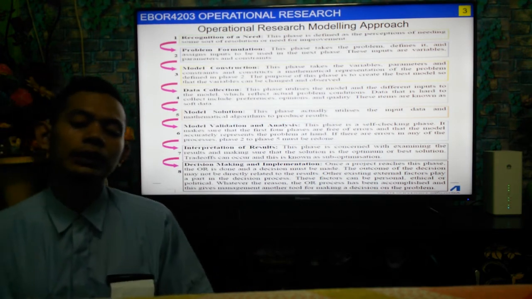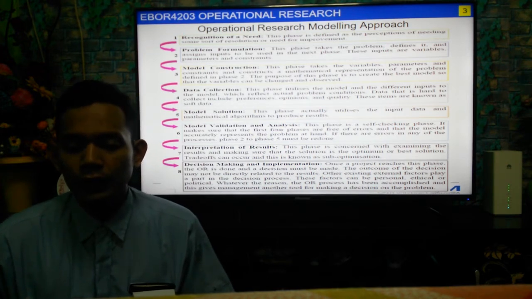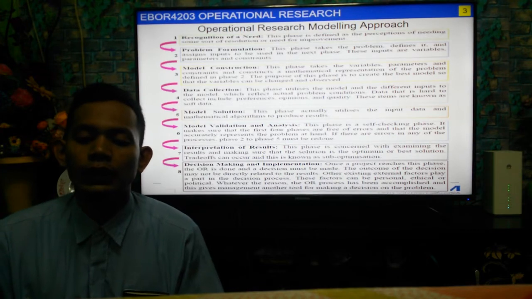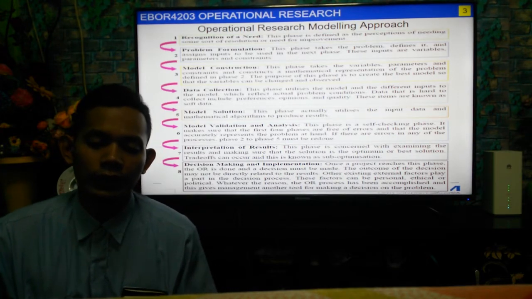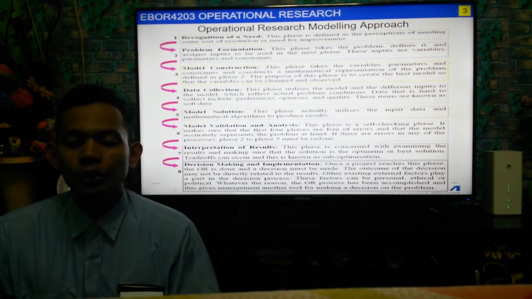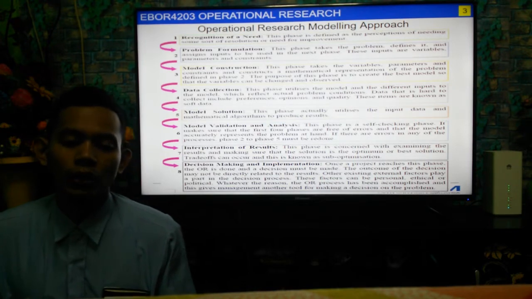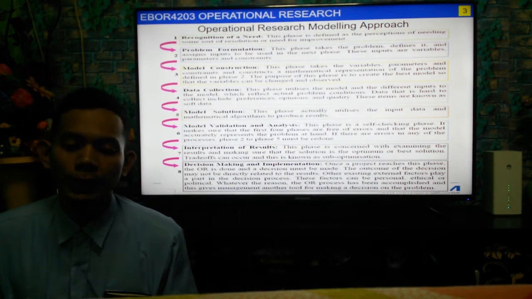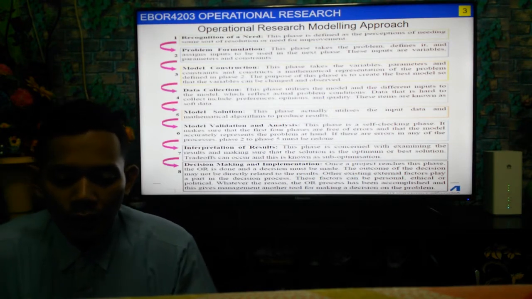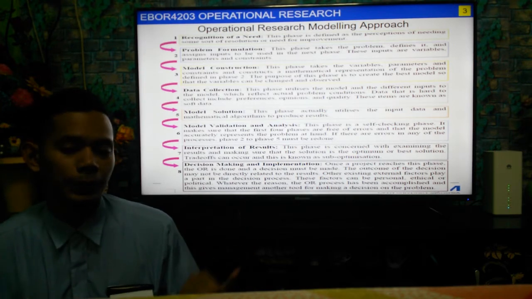The seventh is interpretation of result. The interpretation of result makes sure that the solution is the optimum or best solution. The eighth phase is decision making and implementation. Once the research reaches this phase, the OR is done and a decision must be made. The decision making and implementation of the eighth phase must be carried out.